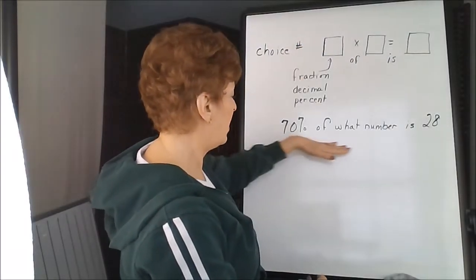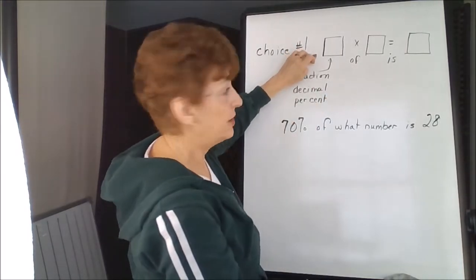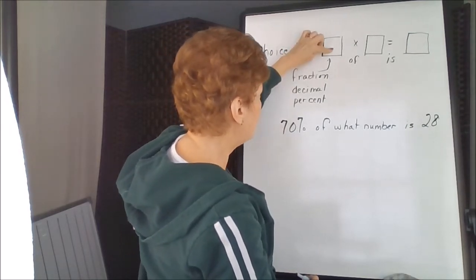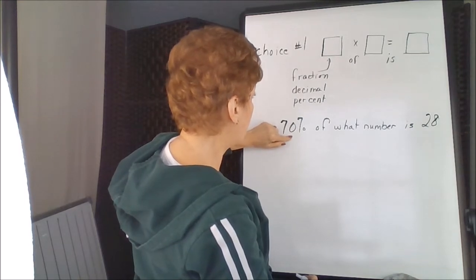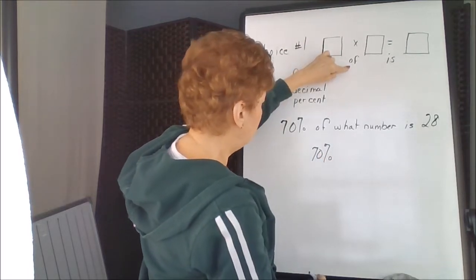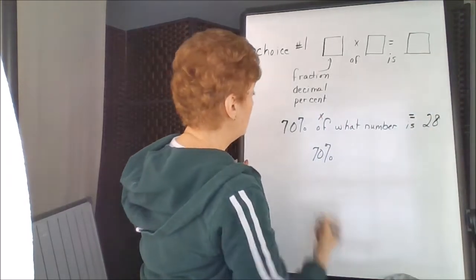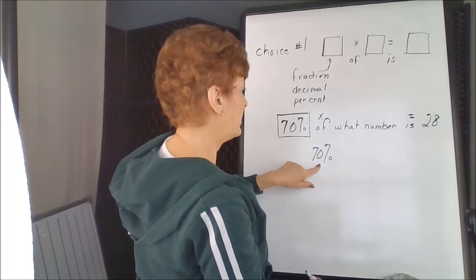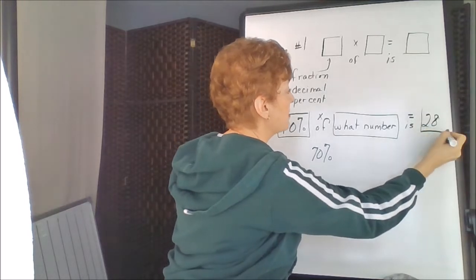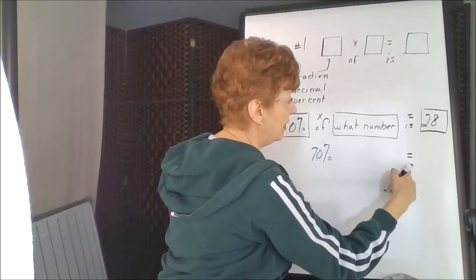All right, let's position our next problem in our choice 1 equation. The fraction, decimal, or percent goes in the first box, and we do have a percent number, so that would go here. 70% of, here's our of, this is our times sign, is means equals. So we have a box here, we've placed it. We have a box here between the of and the is, and we have a box here. So the 28 comes after the is, the equal sign.